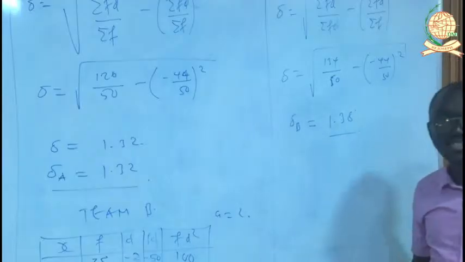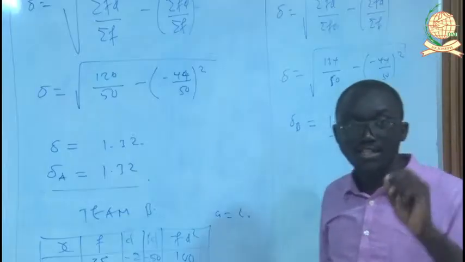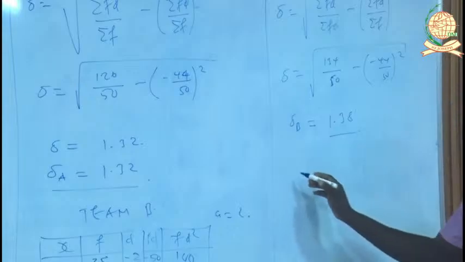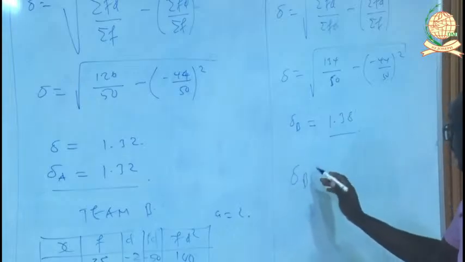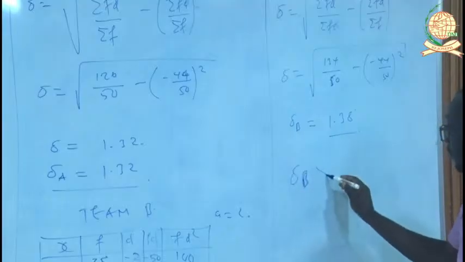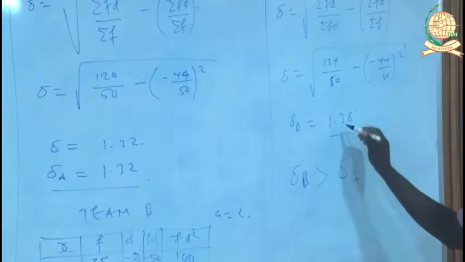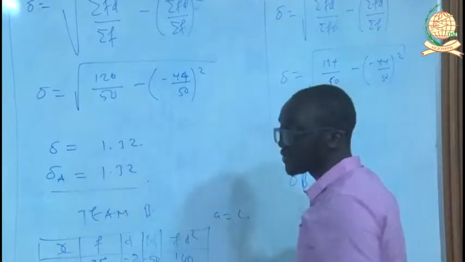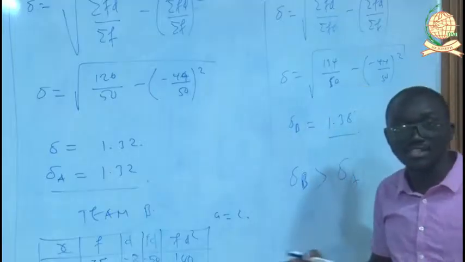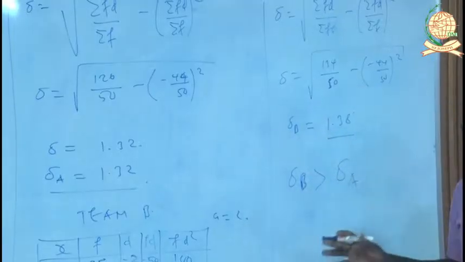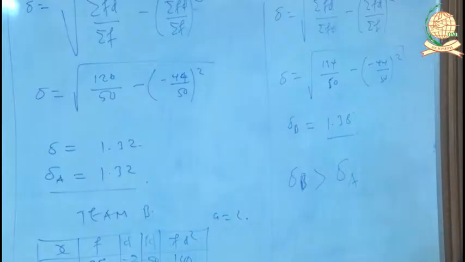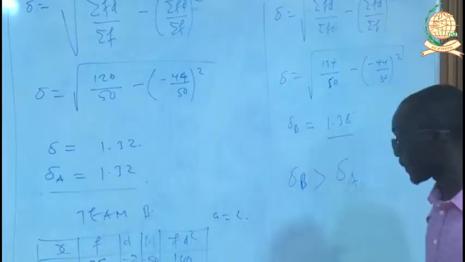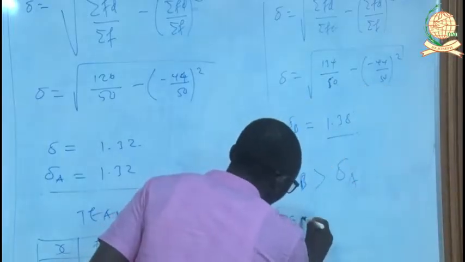And the team that has to be considered more consistent is the one with the smaller standard deviation. You can see here the standard deviation of B is greater compared to the standard deviation of A, because this is 1.38 and this is 1.32. So team A, because of the smaller standard deviation, means their results were not dispersed, not much separated. That means it scored the same results again and again, more likely compared to B. It is team A because of this smaller standard deviation.